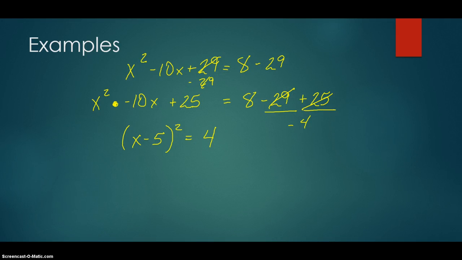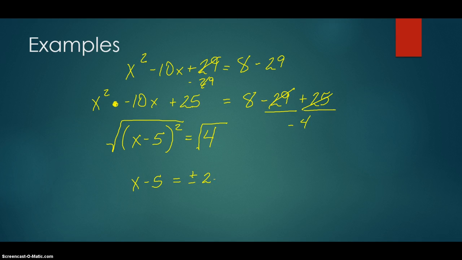And what I can do to deal with the square is to take the square root of both sides. And this square root will cancel out the squared, and I can prove that to you later on in a different video. But what we're going to end up with is x minus 5 equals plus or minus 2.